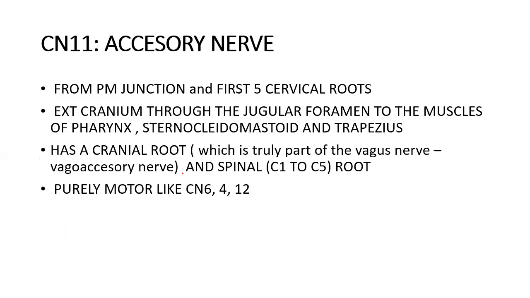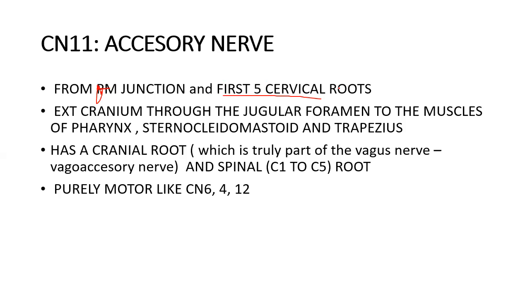Okay, so cranial nerve number 11, accessory nerve. So this is also coming from not the pontomedullary junction. That's a mistake there. It's coming from the medulla, right? And also it has a contribution from first 5 cervical nerves, right? So the 5 cervical roots, because they're in the neck, they go up through the foramen magnum, get into the cranium. Those are called the spinal roots of the accessory nerve.